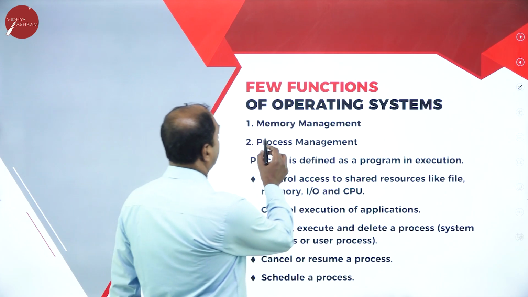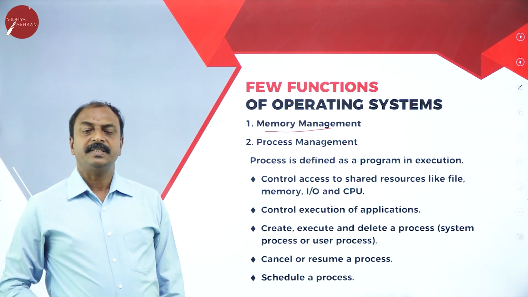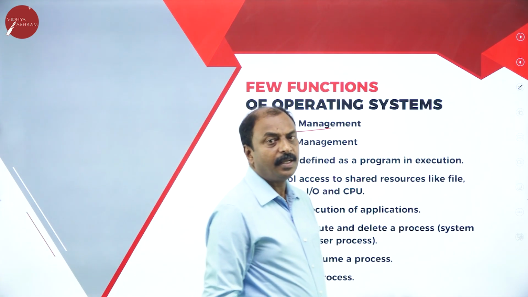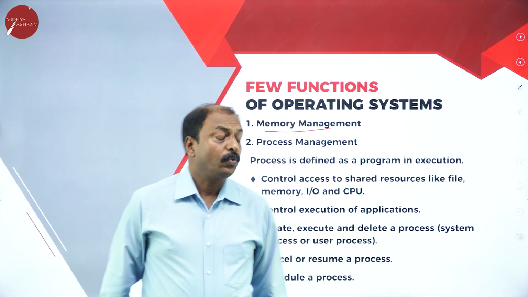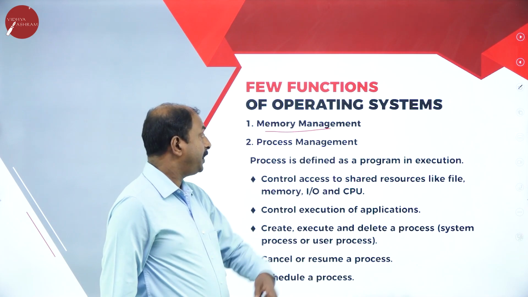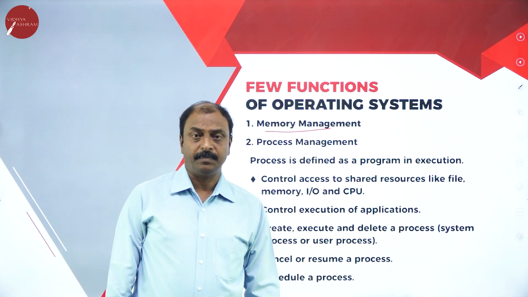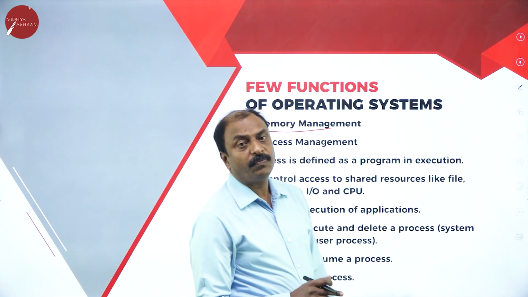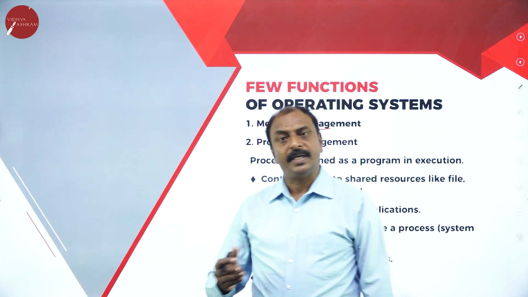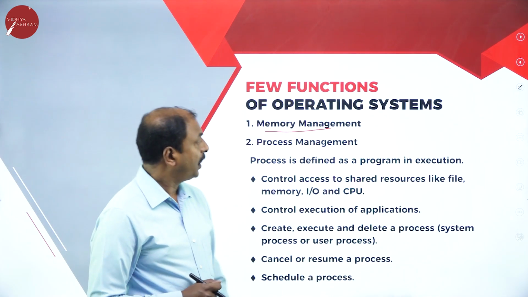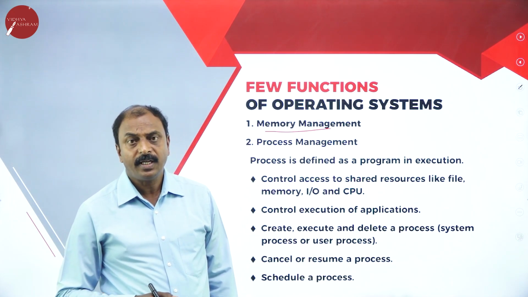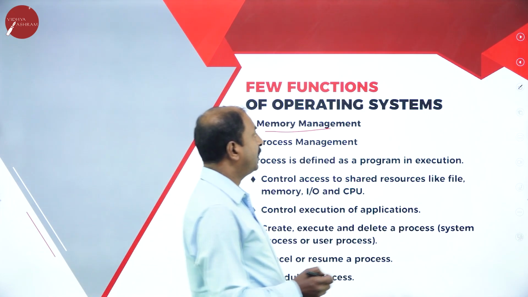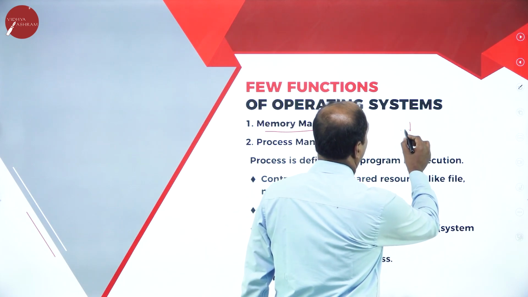So let us see the different functions of an operating system. The first one is memory management. What is memory? Now you know what memory is. Memory is a place to store data in a computer. So what is the meaning of memory management? Memory management is nothing but storing different types of files separately. For example, an MS Word file. How do you identify an MS Word file? We use the extension name .docx.